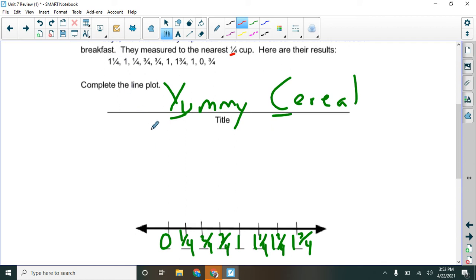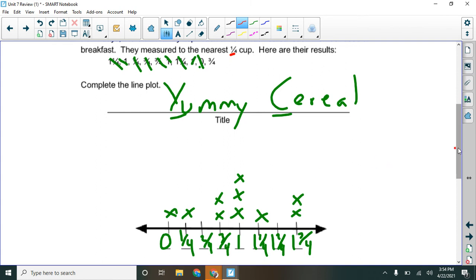Now I'm going to put these on the line plot. I'm going to use X's and I'm going to cross them off as I go. So 1 1/4 goes right there. 1 right there. And I'm going to do this because you don't have this in front of you. 2 groups of 3/4. Here's another 1 whole. 1 3/4. 1 whole again. 0 and 3/4. Now, this is a good example of why you have to put the numbers down here before you start putting X's, because nothing was 2/4, but we still need a spot for that, right? We can't just leave it out.